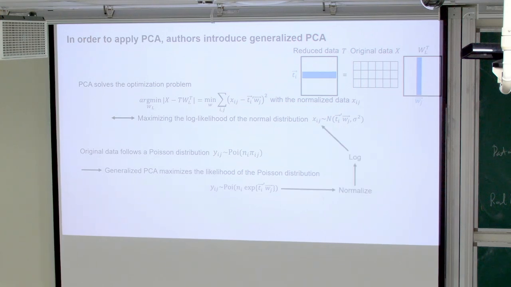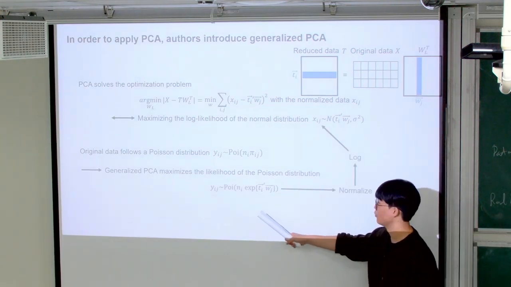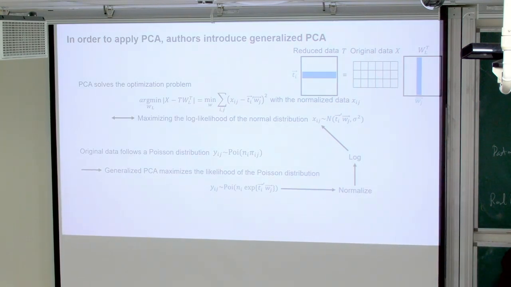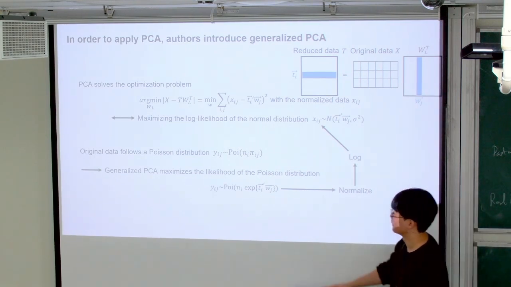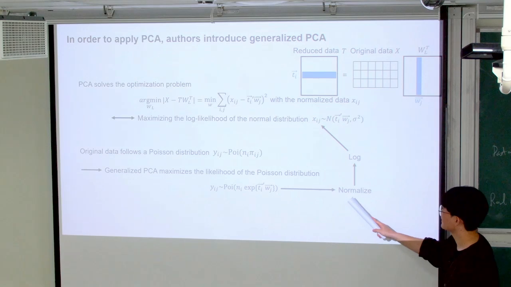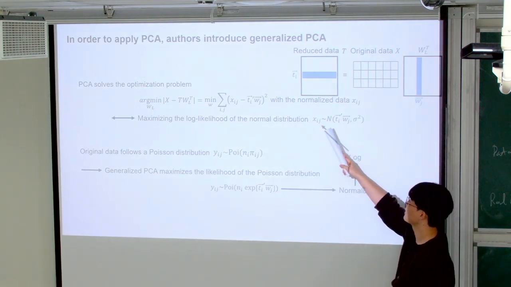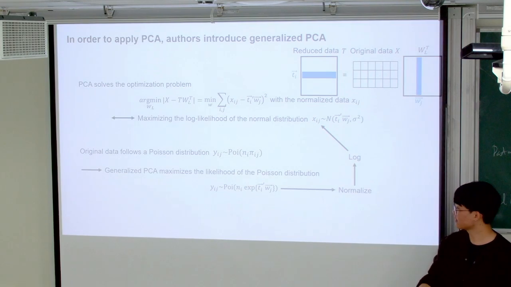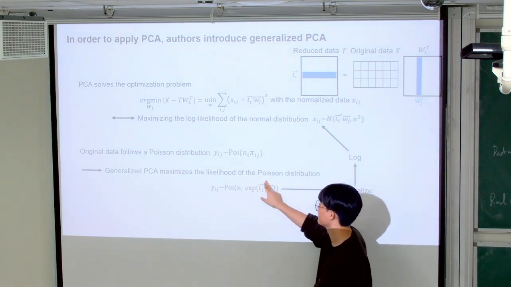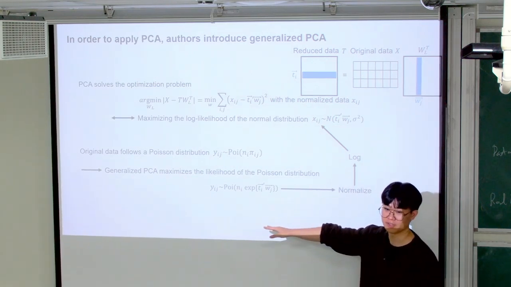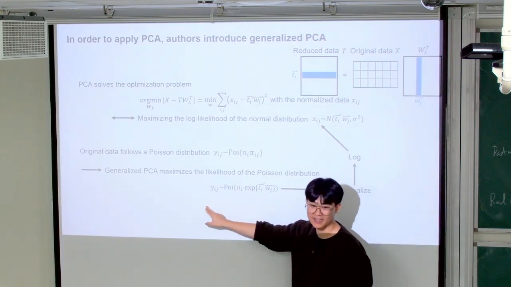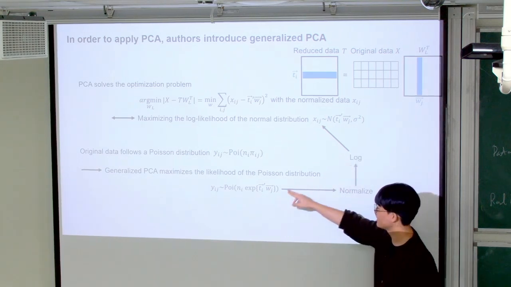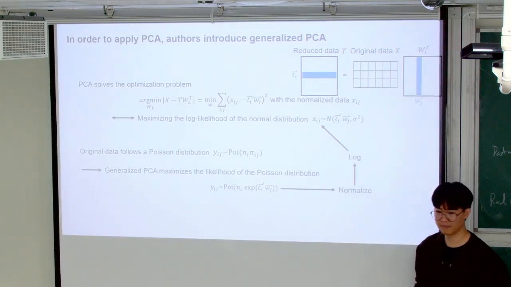Now, why is the exponential function in the Poisson distribution? That's what I want to explain. From the original data, we first normalize and take the log. That's how we normalize it. The mean of this Poisson distribution should be this one. If we normalize, we divide it by n_i and take a log, then this mean would be the same.